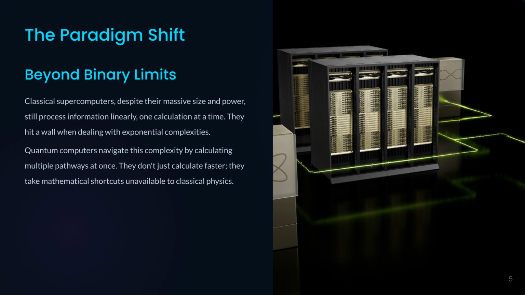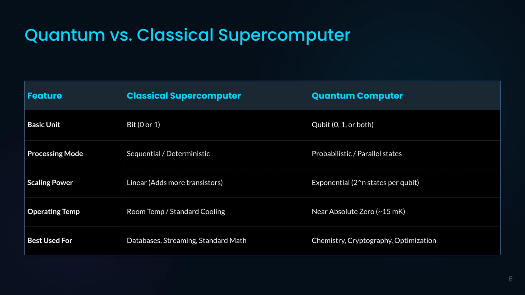Quantum computers represent a paradigm shift. While classical systems process information linearly, quantum computers calculate multiple pathways simultaneously, finding mathematical shortcuts that classical physics simply cannot. This table highlights the differences. Quantum computers use probabilistic qubits rather than deterministic bits, offer exponential scaling power, operate at near absolute zero, and are ideal for chemistry and cryptography.